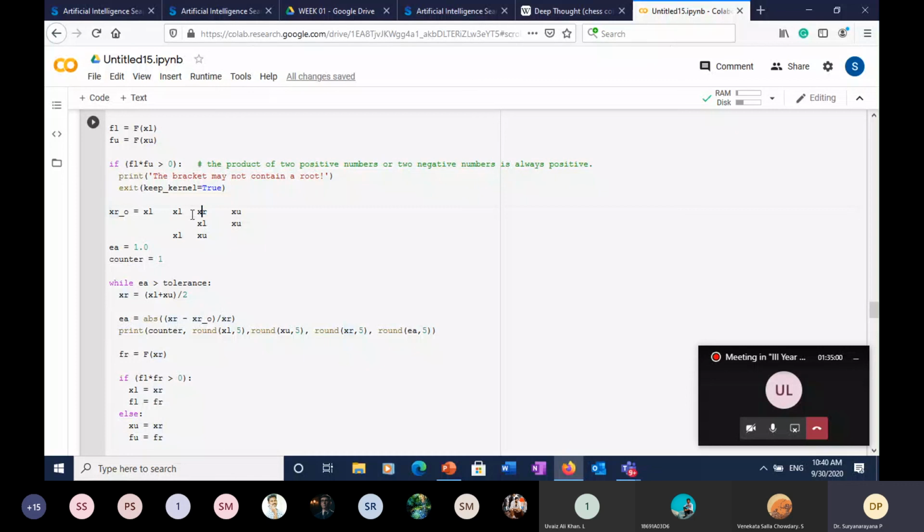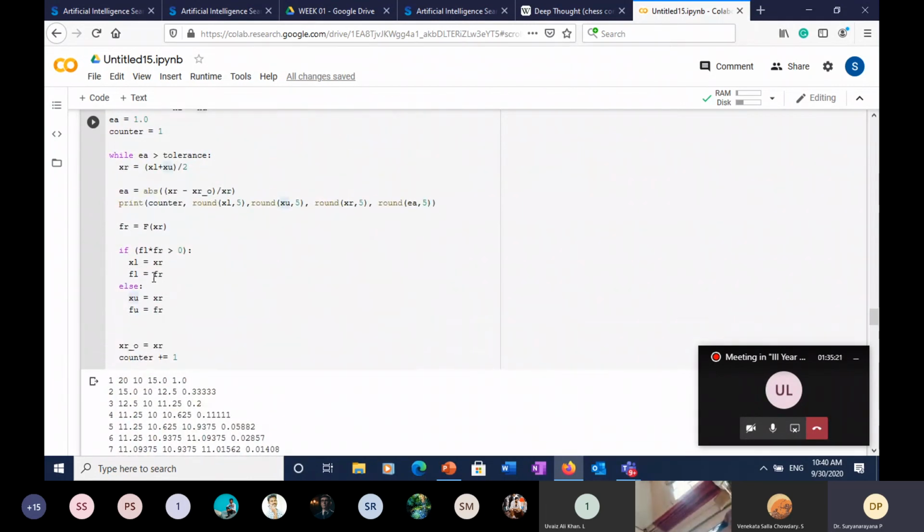If the function value at XR matches XL, then we'll make XL the new XR. We replace XL with XR. Or if the sign of the function value at XR is the same as the sign of the function value at XU, in that case we have to replace XU with XR. So that is the logic here.